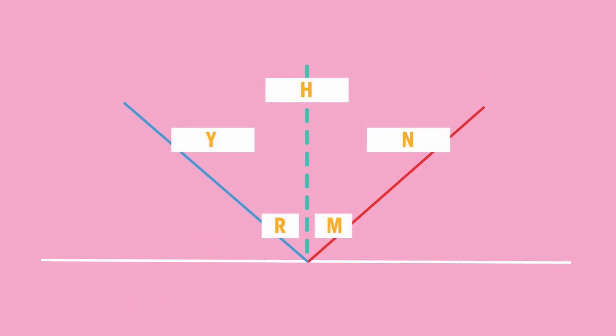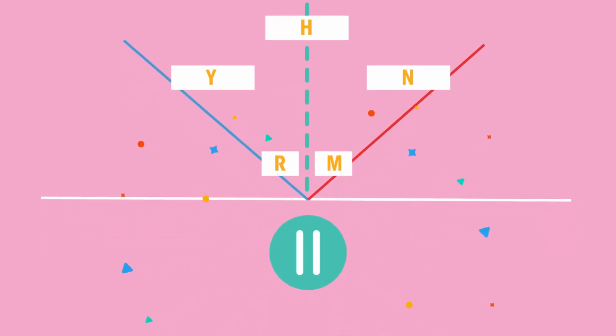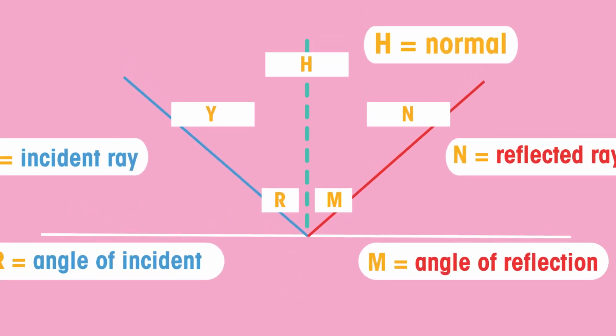Can you label the different parts of this reflection ray diagram? Pause the video and give it a go. Did you get them correct?